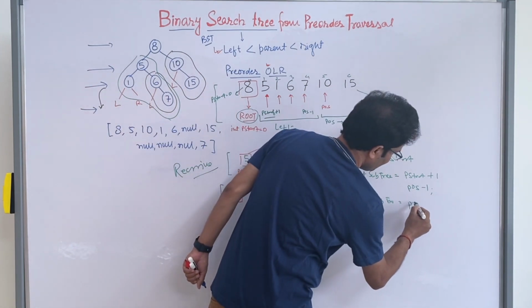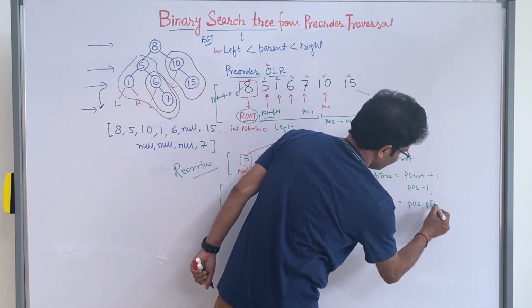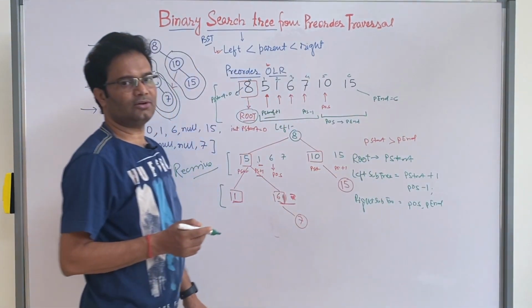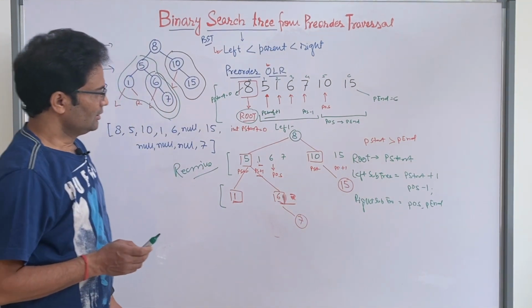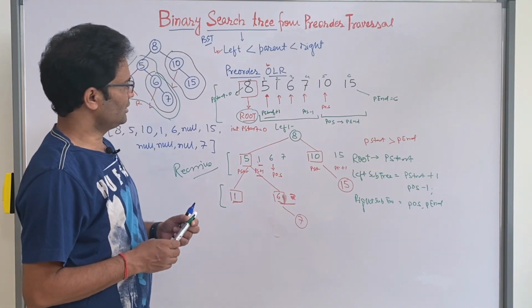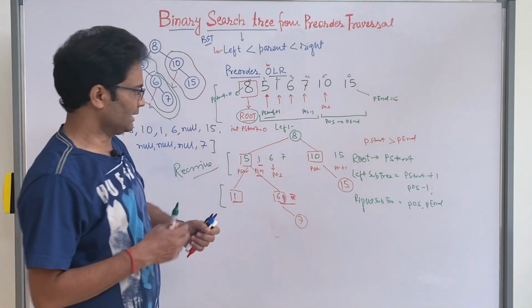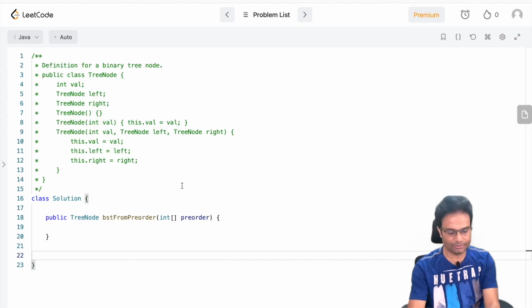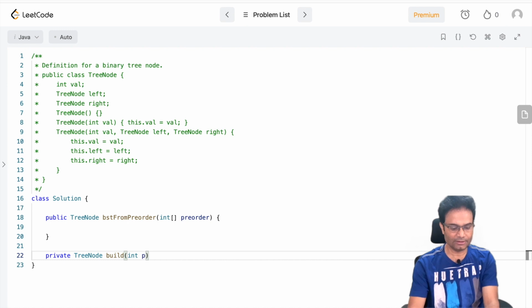So start from position ending with the P end. That's what you have to find out, and you can construct your binary search tree here, right? Let me show in the code, then we will again explain anything over there. First write the recursive method, give the name build, and I have to pass three things: P start, P end, and the array that has the preorder traversal information.